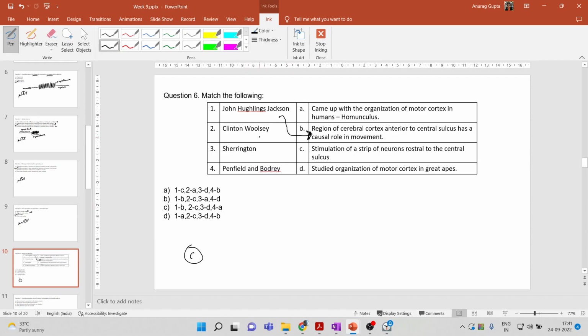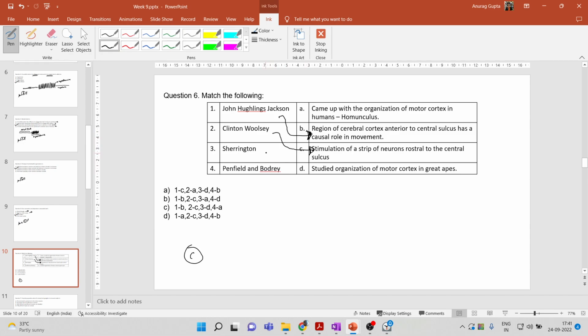Then we have Clinton Woolsey. What Clinton Woolsey did was he did stimulation of a strip of neurons rostral to the central sulcus. He tried to create a motor map of these animals using stimulation-based studies. The strip of neurons rostral to the central sulcus, that is the same region, and he extensively investigated this. So this is the correct answer.